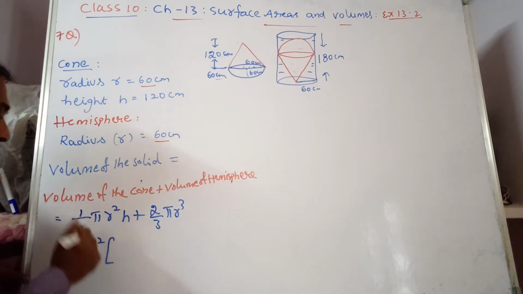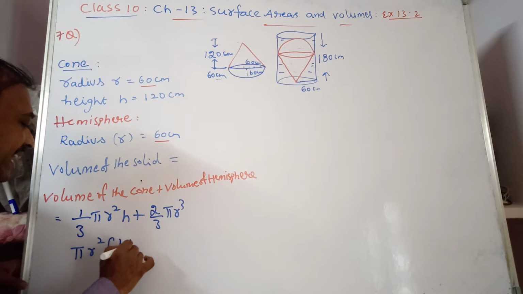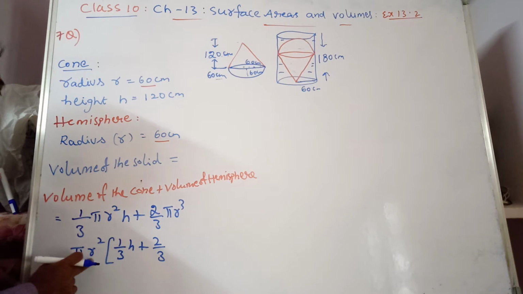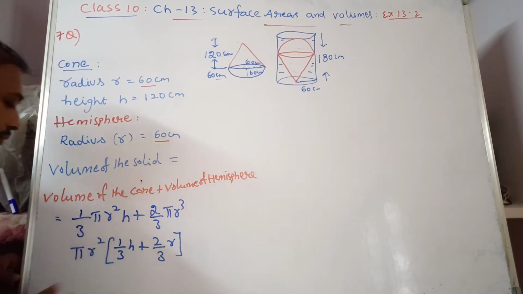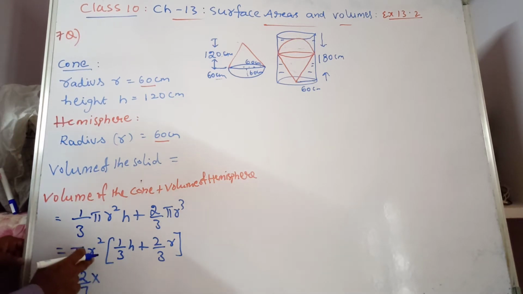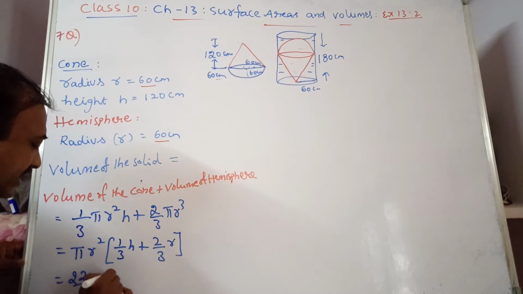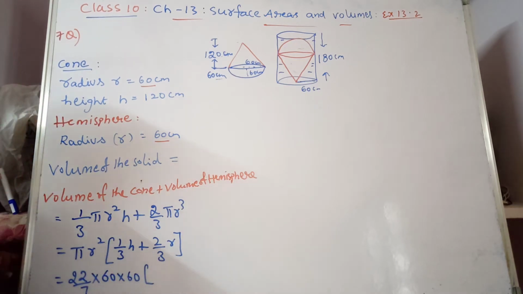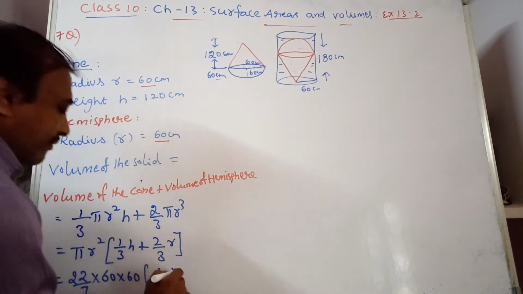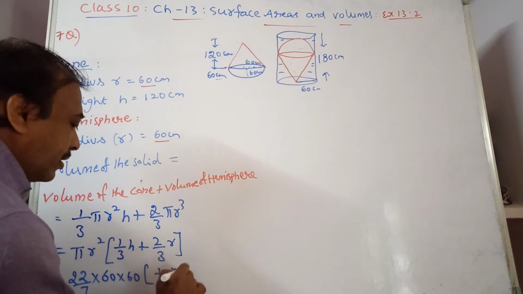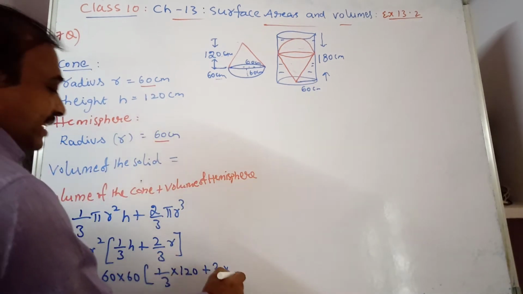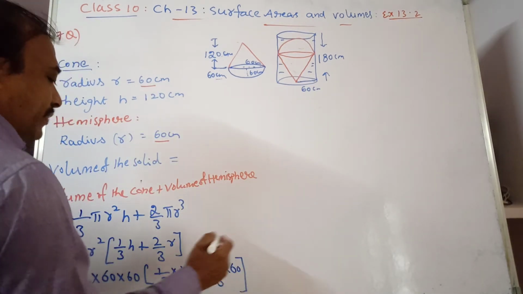Pi r square we took outside. Then here left over is 1 by 3 h plus 2 by 3. As r cube is there and r square we took outside, 1 r will be left over. So this is equal to 22 by 7 into r square, radius is 60 into 60, into bracket 1 by 3 into the height of the cone, which is 120, plus 2 by 3 into the radius of the hemisphere, which is 60. They both are the same as we know.